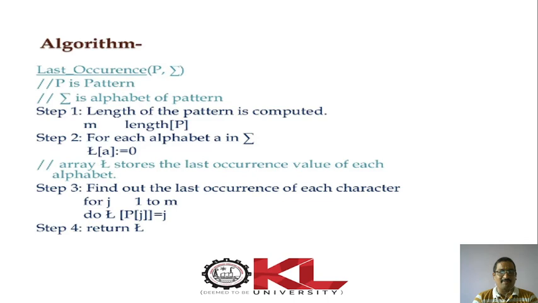So for that, we need to calculate the bad match table for the pattern alphabets. Before that, we need to compute the length of the pattern, M. Then you need to calculate for each alphabet in sigma. All values will be stored in L, which stores the last occurrence of each alphabet. From that we need to compare each and every character.